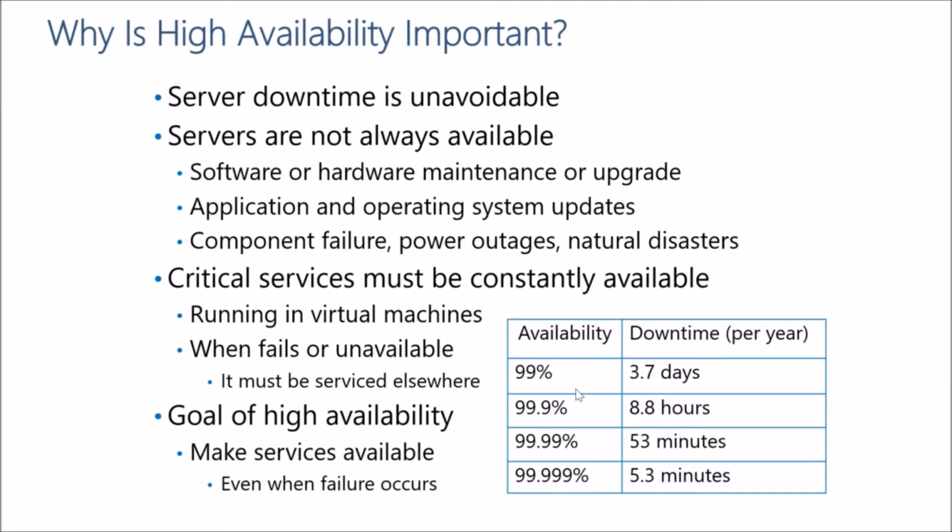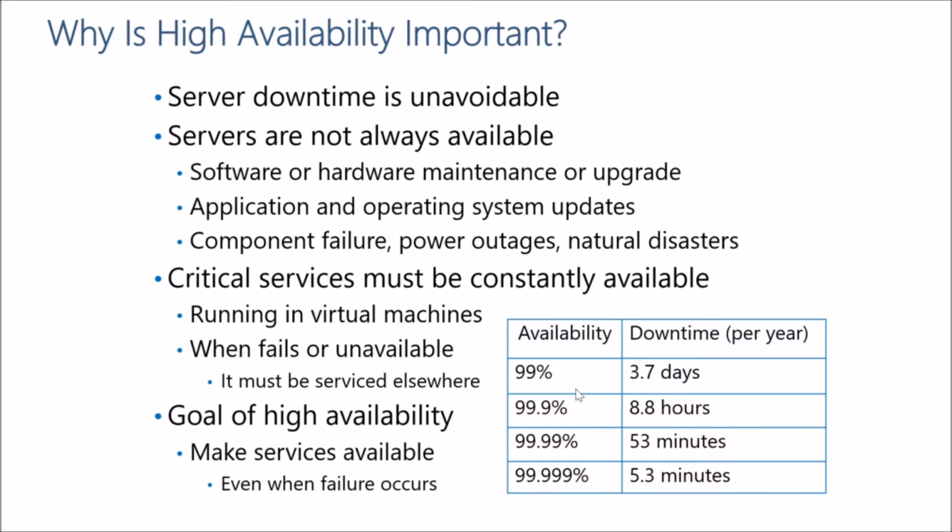The goal of high availability. High availability, like I said, is all about uptime, making services available even when failures occur. Obviously, if we look at the table on the right, if you look at the percentage availability, 99% availability sounds pretty good actually. 99% of the time it's available. But if you look at that, it actually equates to 3.5 days of downtime per year. If that's 3.5 days of your business not being able to make money during a year, then that's possibly too much downtime.